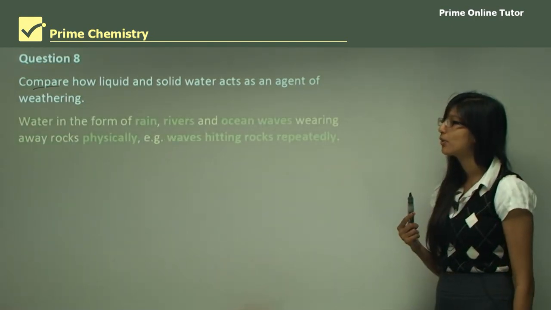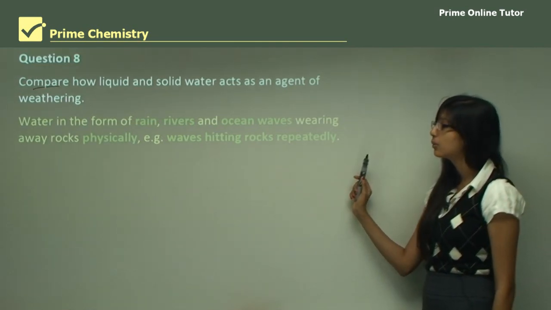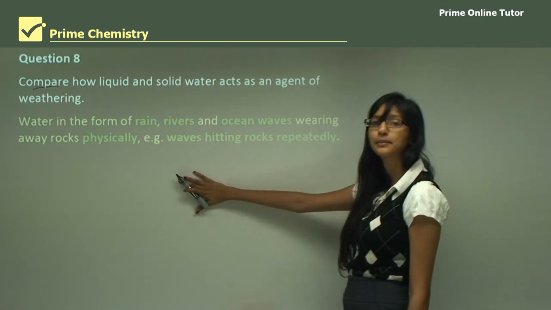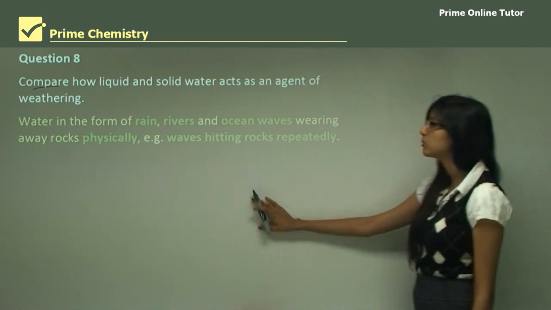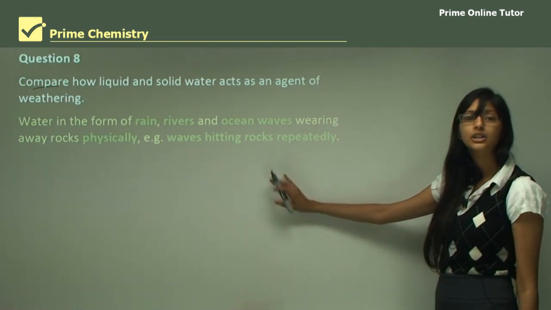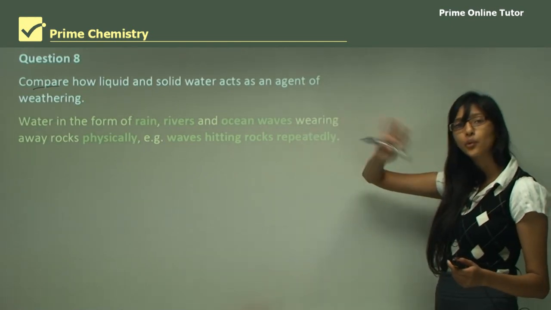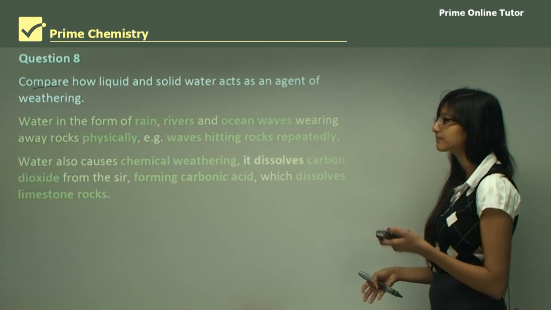So water in the form of rain, river and ocean waves, which is in the liquid state, wears away rocks physically. Now again, the word is physically. That means that we do not form any new products, we just break them down. Example, waves hitting rocks repeatedly. So why do cliffs form? Because the waves are continually hitting the rock, which is breaking it down and then forming our nice cliffs.